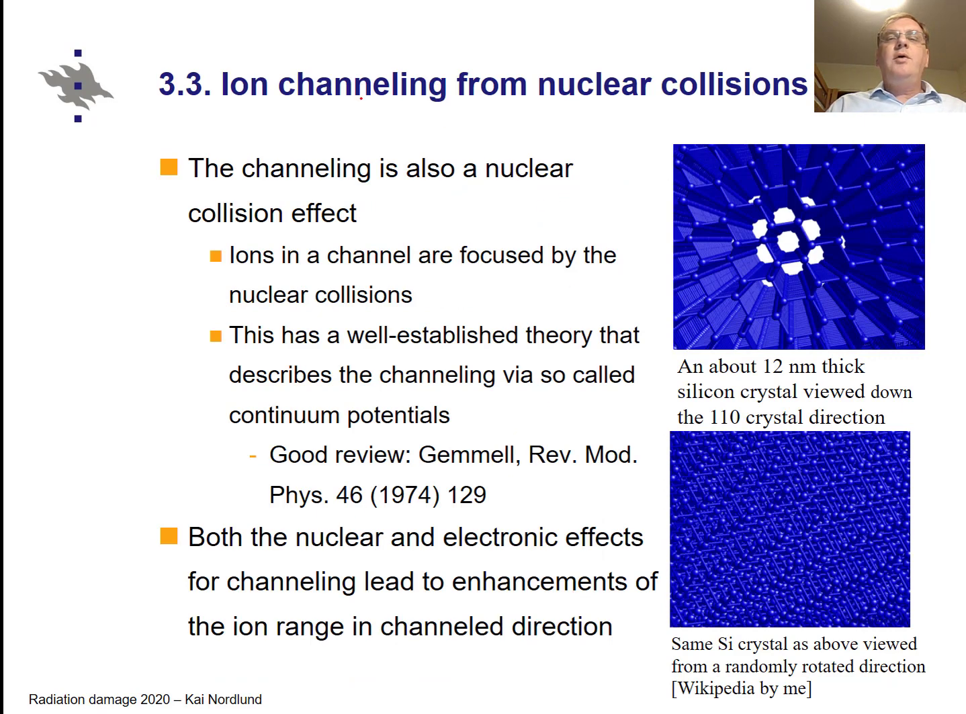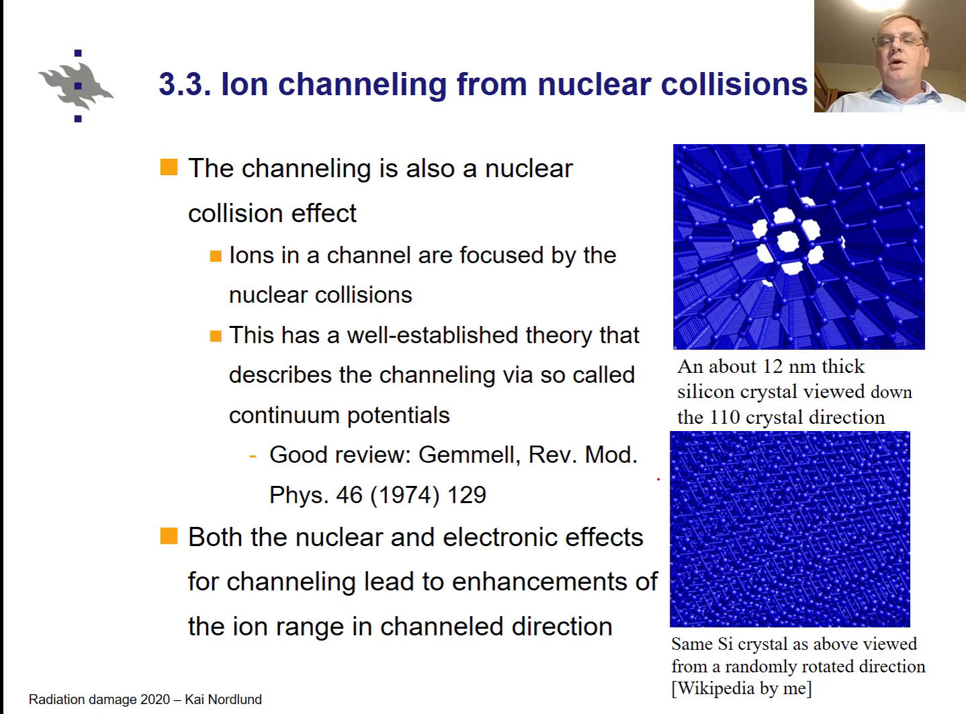However, it's good to say that this ion channeling is not only an electronic stopping effect, but also a nuclear collision effect. And actually, much of the time, the nuclear collision effects are more important, especially at lower energies. So for nuclear collisions, what this means is that if you look at single crystals in a certain well-defined crystal direction, the crystal looks very different than a random direction.